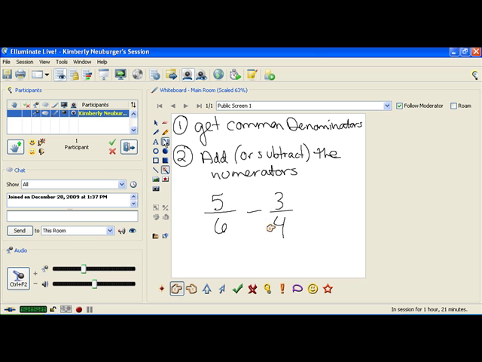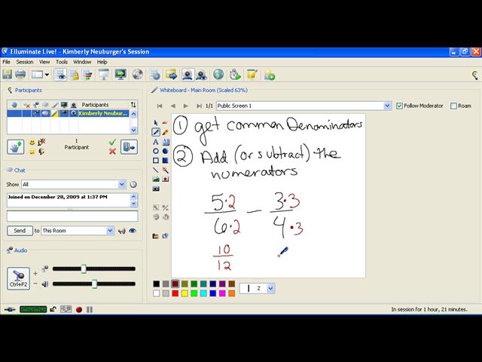So now what we're going to do is try and turn the 6 into 12. To turn it into 12, we have to multiply by 2. So I'm going to multiply the top and bottom here by 2. That gives me 10 over 12. And then on the second fraction here, to turn the 4 into 12, I have to multiply by 3. So I'm going to multiply the top and the bottom here by 3. That gives me 9 over 12.